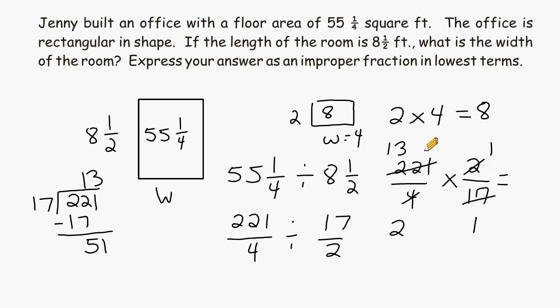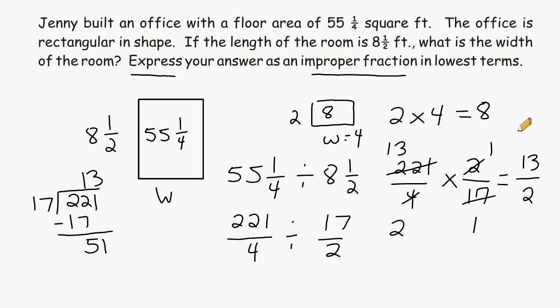Now for the numerators, we have 13 times 1, which is 13. And for the denominators, we have 2 times 1, which is equal to 2. And this problem asked us to express our answer as an improper fraction in lowest terms. So our answer would be 13 halves.